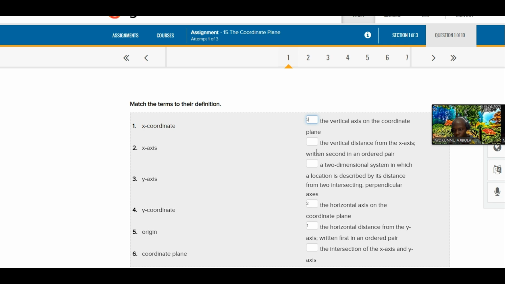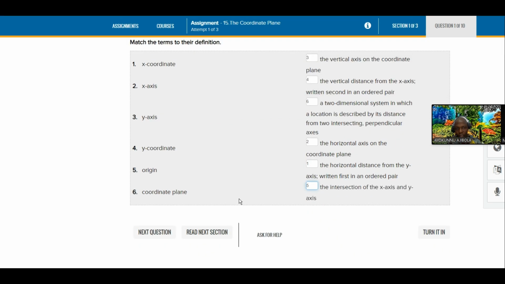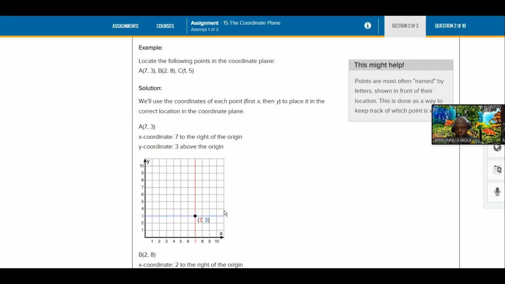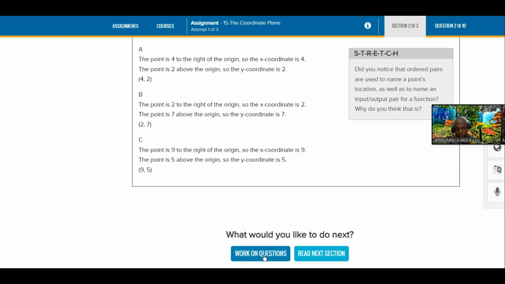Then y-coordinate is vertical distance from the x-axis. That's 4. Then a two-dimensional system, that is coordinate plane, okay? That's 6. And the intersection is the origin. So is that clear to you? Yes. Okay. Now let's work on the questions.